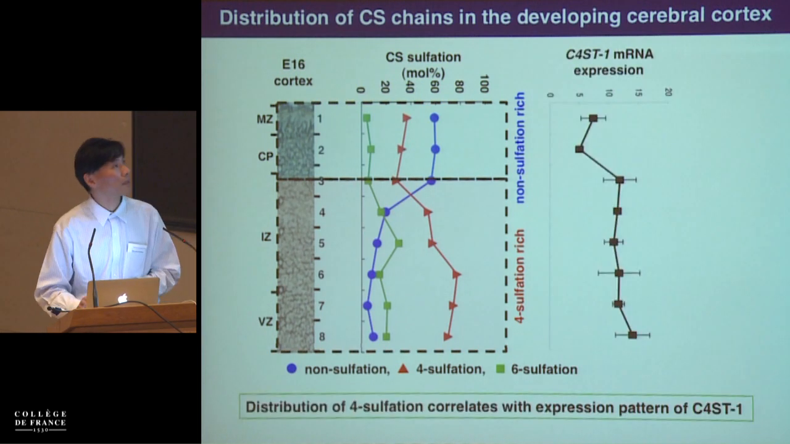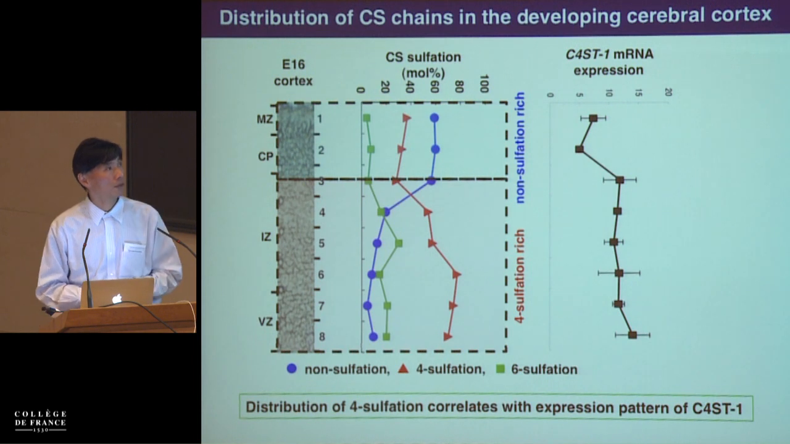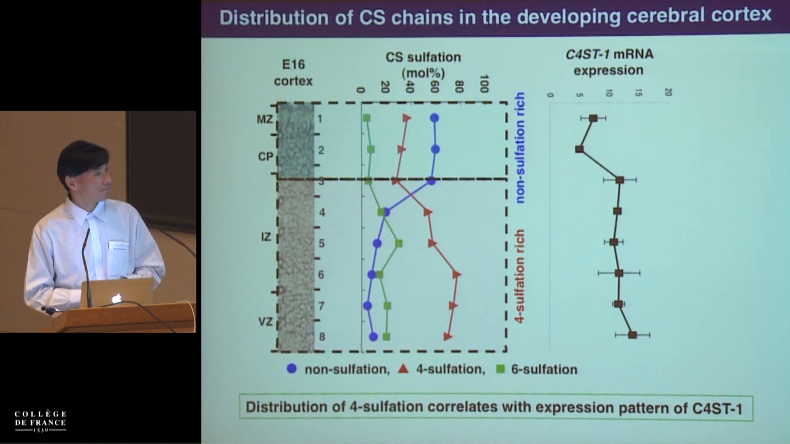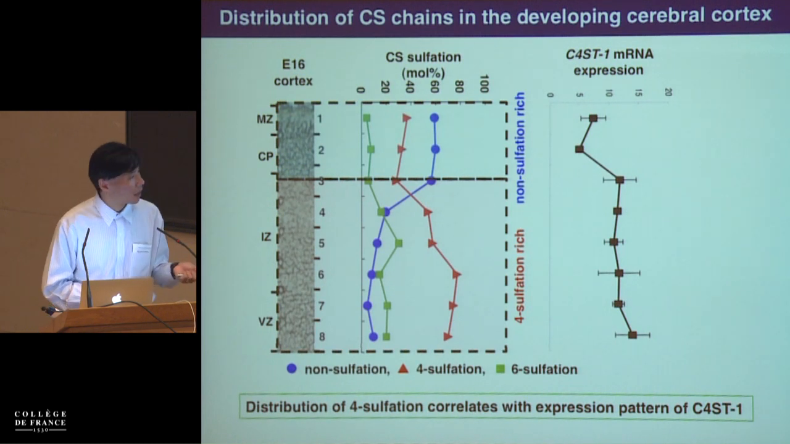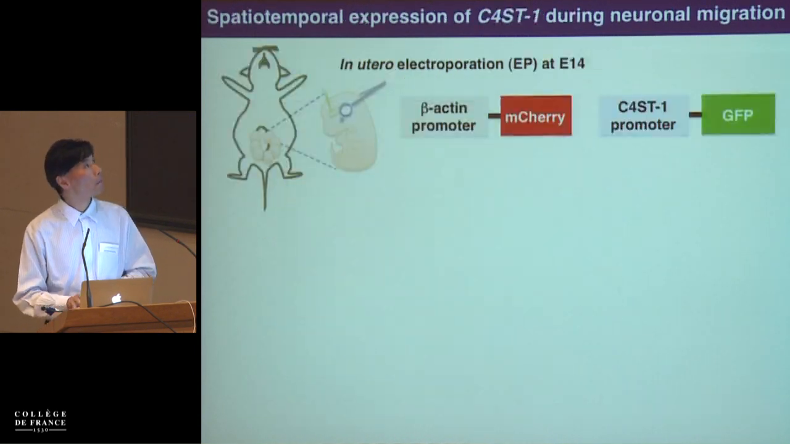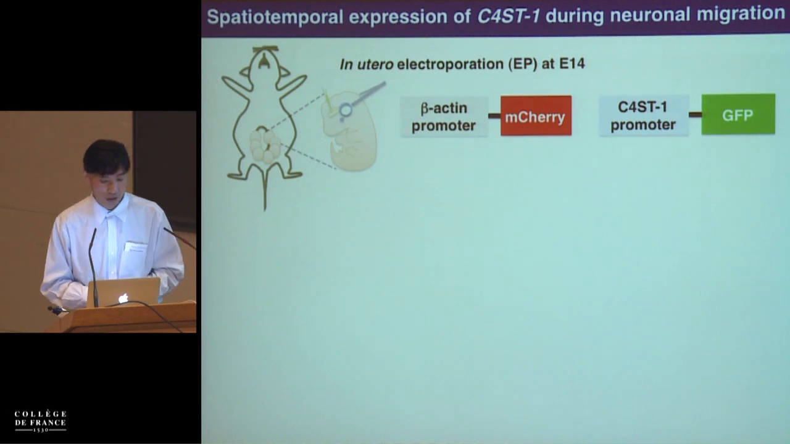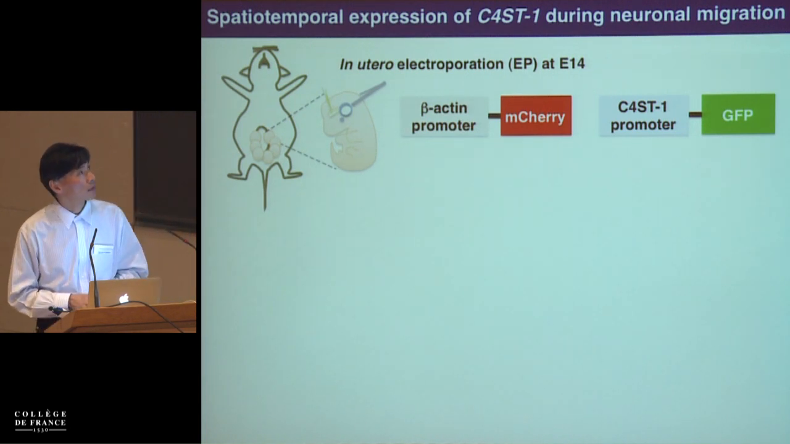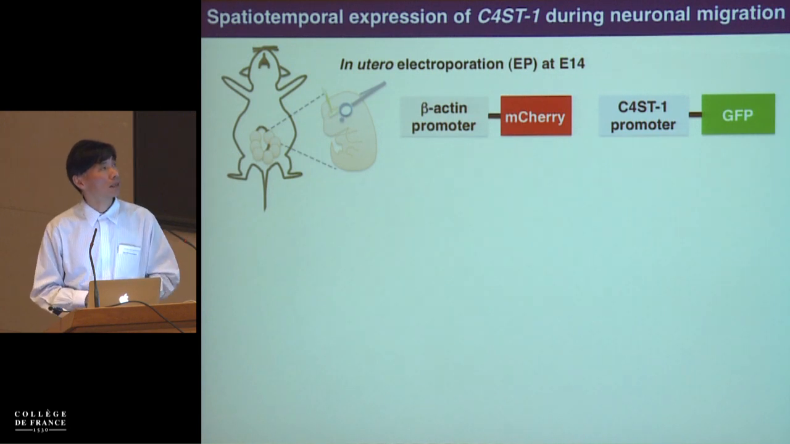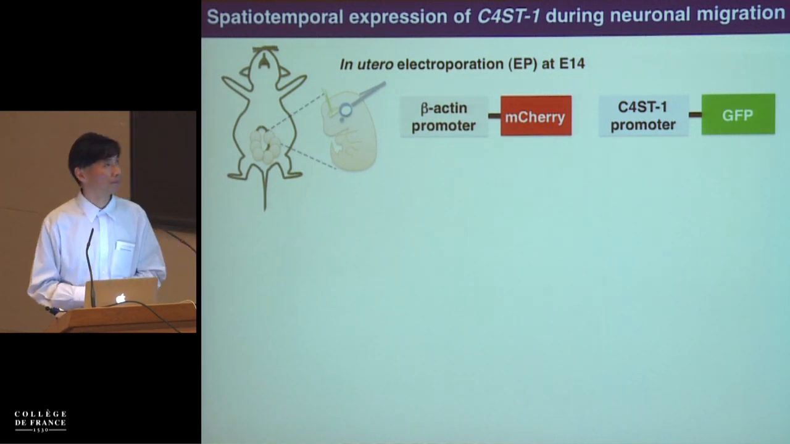We also examined the mRNA expression of C4ST1, which is responsible for the formation of 4-sulfation. These results suggest that the distribution of 4-sulfation correlates well with the expression pattern of C4ST1. Therefore, we examined the spatiotemporal expression of C4ST1 during neuronal migration by transfecting two plasmids, one expressing mCherry under the beta-actin promoter, and the other expressing GFP under the C4ST1 promoter.